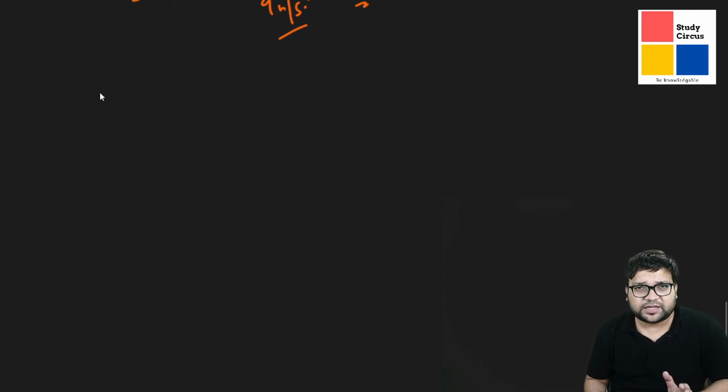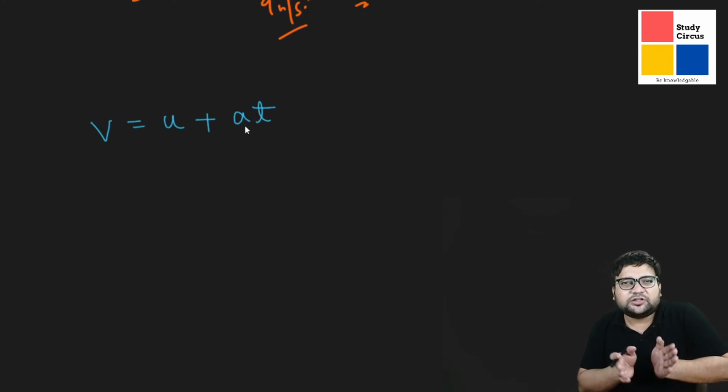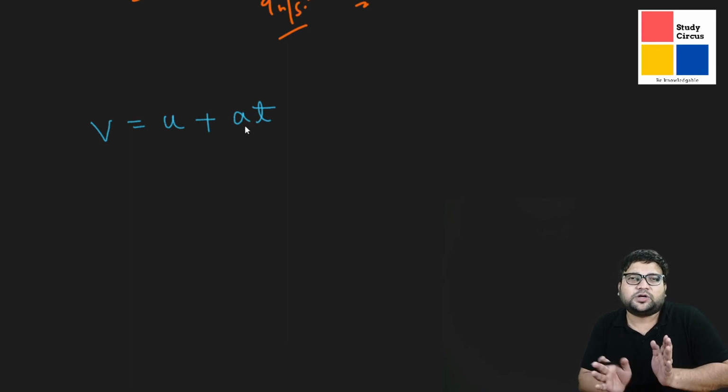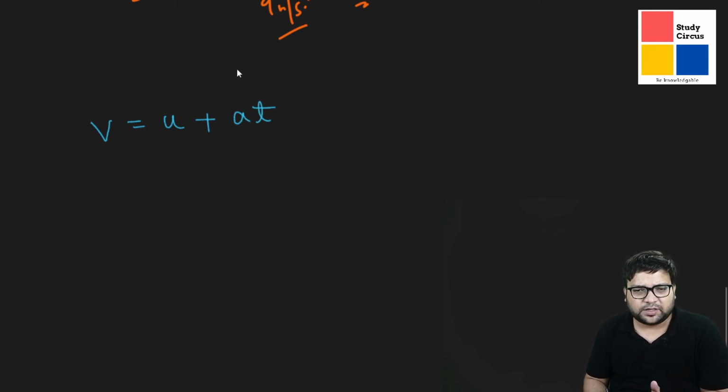So to generalize this, we know that final speed is u, the initial speed, plus acceleration into the time interval. I'm simply writing t, because the initial time is 0, the time when you started observing, you will take that to be 0. So instead of writing delta t, I'm simply writing t. You can write delta t also, that is also not bad. And then we found out the distance it will travel.